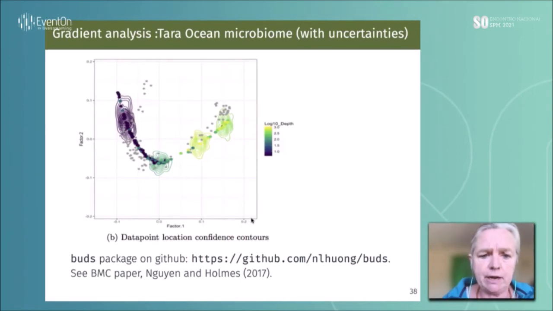Here's an underlying gradient, which is very easy to understand. These are all microbiome studies. These are samples of bacteria. They were collected, metagenomic samples as they were collected in the ocean, and at different depths. So here are the samples. These are all the points here, the gray.